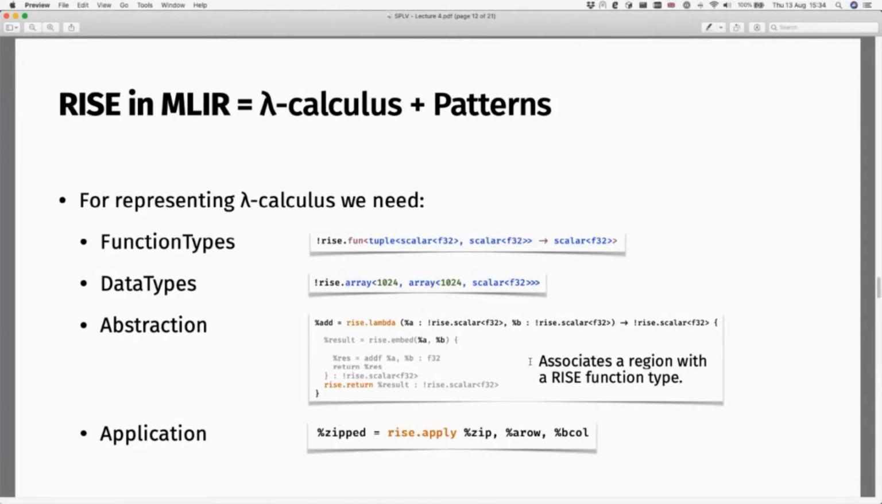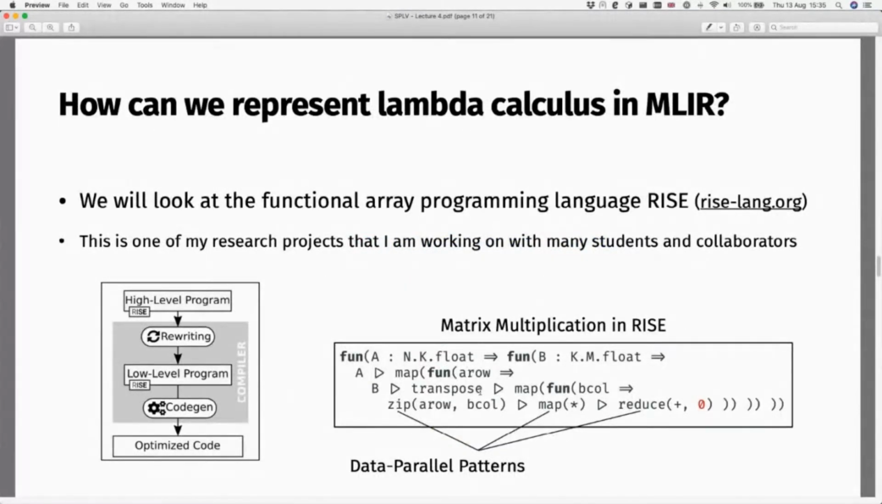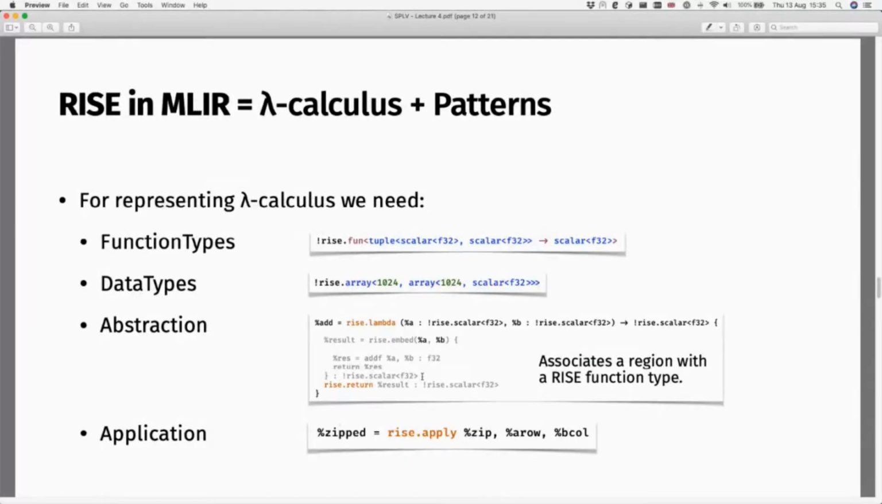Okay, and that means what this lambda abstraction is doing is barely taking a single region which has a single block inside, with these block arguments that I was talking about before. And it says, I take this and associate it with one of my own function types. And that's all that our rise.lambda really does. How we treat it when we do optimization or analysis passes over this is essentially up to us. But this is now our way to write what I had written here as fun before. Now I can write lambda and nest this inside.